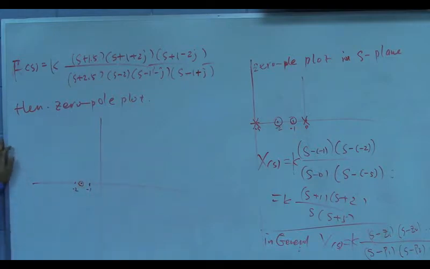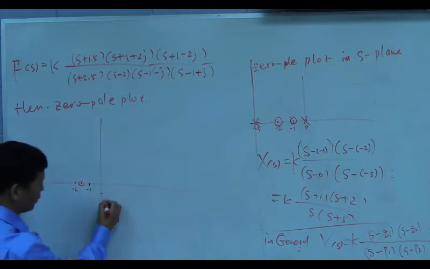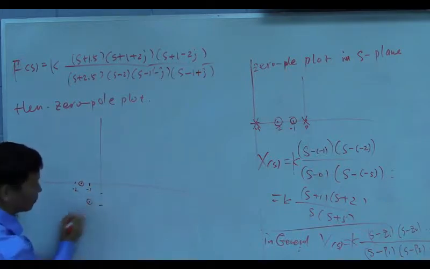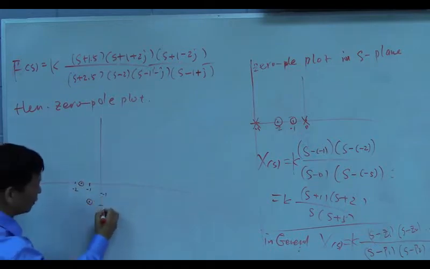What is the next zero? Negative 1 minus 2j, right? Question is how do I plot that? Negative 1 is here, and the negative 2j is here, right? So negative 1, negative 2, so it's here. Everybody got this? Any question on this? So that is negative 1 minus 2j.